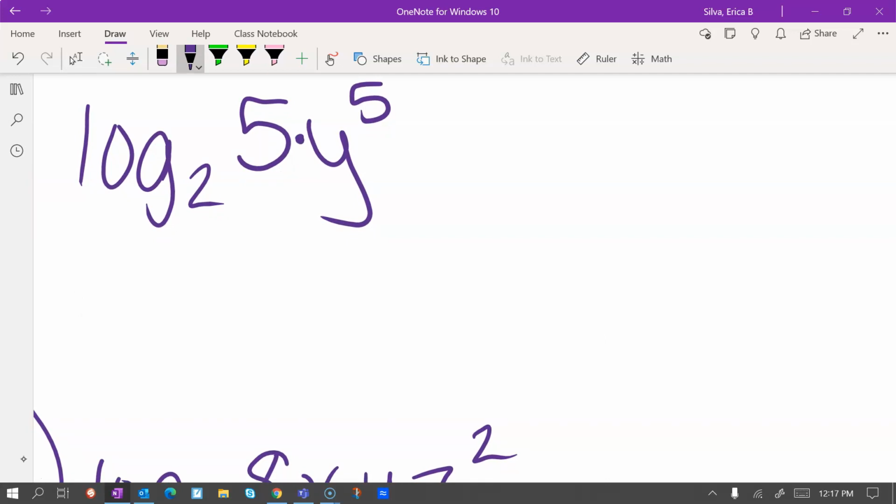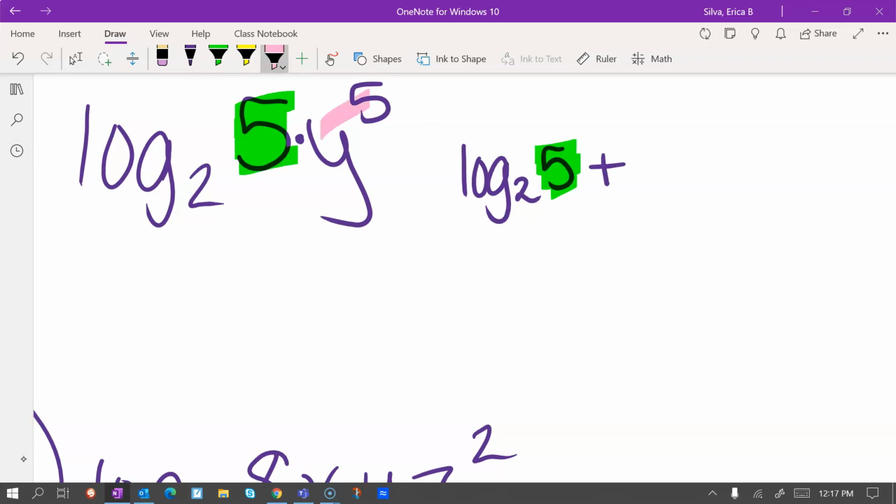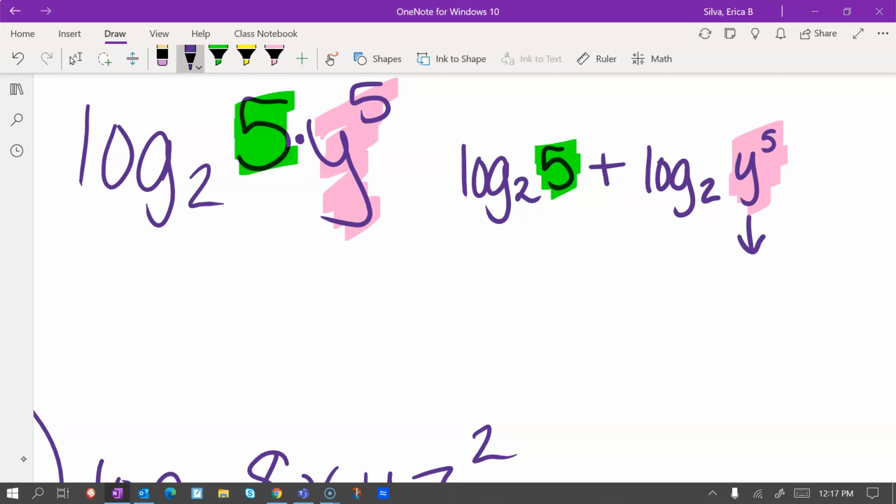We have two terms in here. We have two numbers, 5 times y to the 5th. So again, we have log base 2 of 5 plus, because we're multiplying, log base 2 of y to the 5th. And because this one has an exponent, we need to move that exponent to the front. So we end up with 5 log base 2 of y, and then we'll bring down this log.